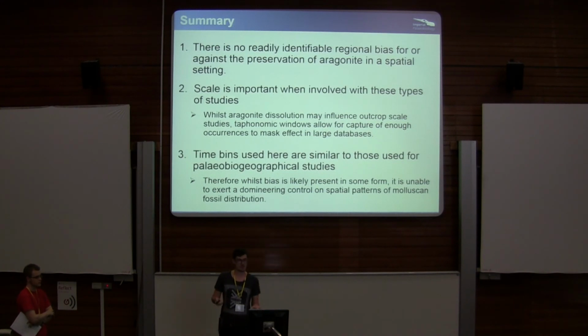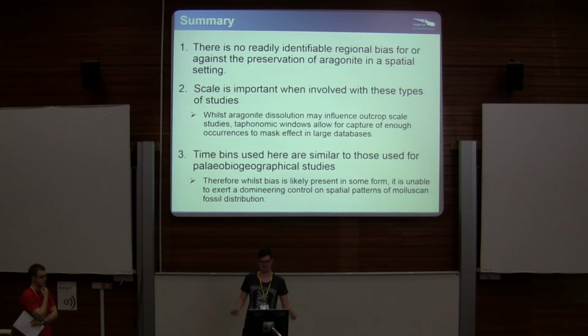In terms of conclusions, there's no readily identifiable regional bias for the preservation of aragonite in spatial settings. Scale is really important when you're trying to do these types of studies. And finally, the time bins we've used are similar to those for paleobiogeographic studies. So if any of you ever have an interest in working on calcitic or aragonitic fauna, you don't really have to worry about aragonitic bias in a spatial setting. That's quite a nice thing you can take away in case you have any future work.